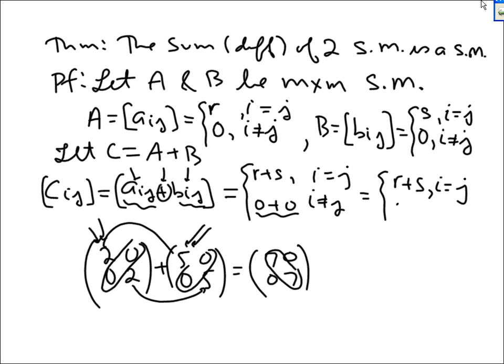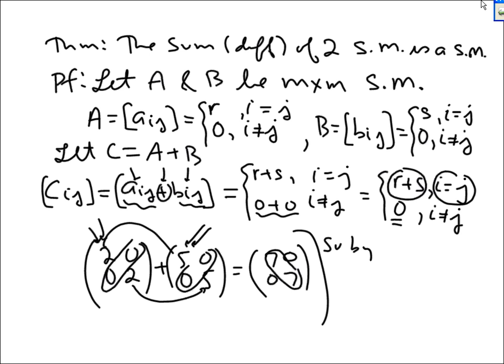0 plus 0 is 0. Oh, you mean when i is not j, that is when you're off the diagonal, you get 0. And when i is j, that is when you're on the diagonal, you always get that same answer? Oh. So, by definition of scalar matrices, A plus B is a scalar matrix.